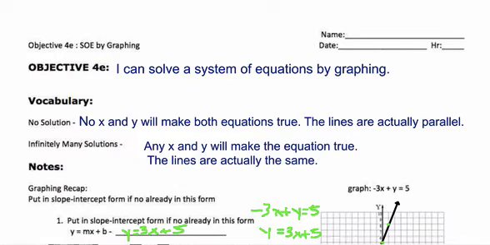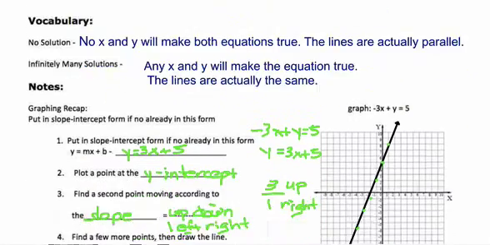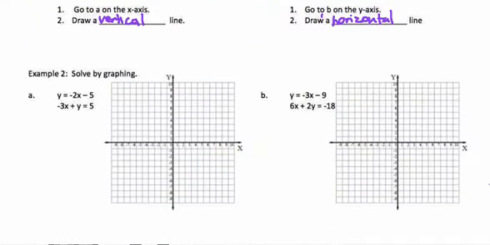All right, let's give some problems a try now that we've gone over graphing, actually solving by graphing. So we're going to come down here, and we're going to graph these two equations. And I'm going to start by graphing this one in purple because it's already set up in slope-intercept form. So I'm going to go to negative 5, and then I'm just going to count off my slope here, my slope being negative 2, and I'll put it over 1.